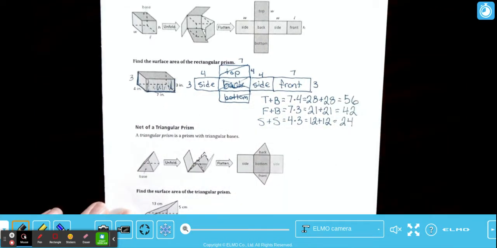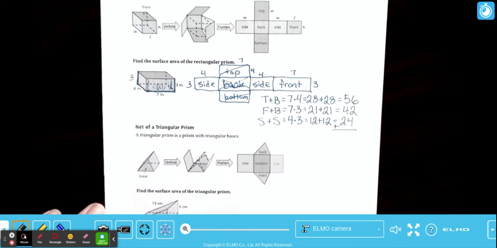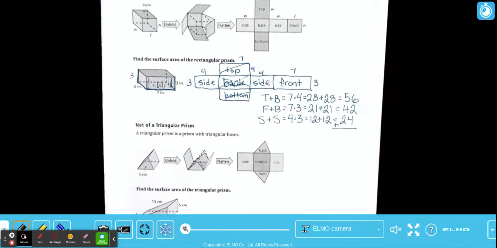Anybody know what the last step's going to be? Add them all together to find the surface area of the whole thing. We need to add all of the areas together. So go ahead and add them all together, and then when someone has it, let me know what you get.